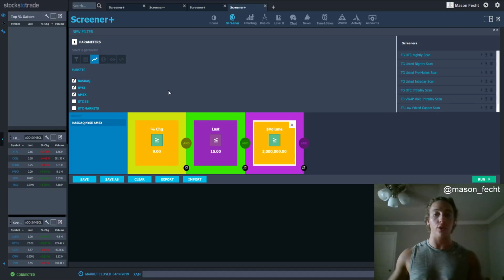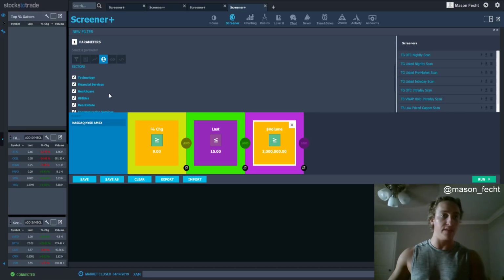And whenever you're trading, I find it extremely helpful to have things very organized. So I want to keep listed separate from OTCs. And you can do it any way you want to, but that's how I do it. So the next tab, I keep all of these checked for all the sectors. Nothing to do with my watch list.